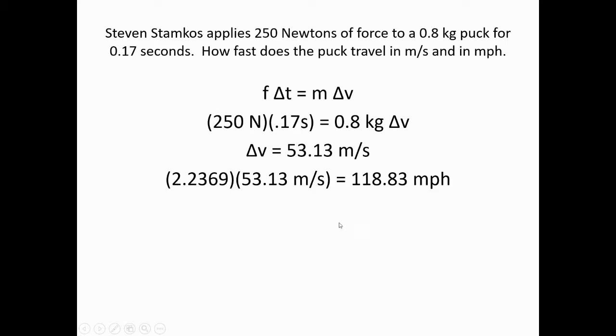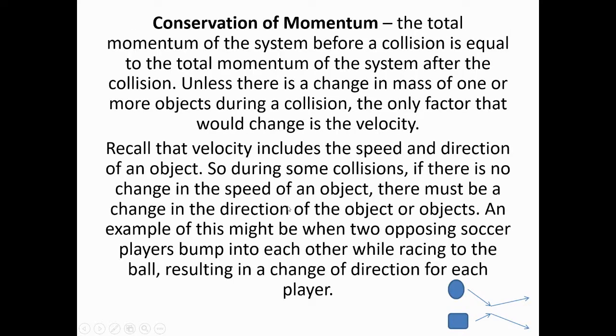Conservation of momentum. The total momentum of a system before a collision is equal to the total momentum of the system after the collision. Unless there's a change in mass of one or more objects during a collision, the only factor that would change is the velocity. Remember, velocity is speed with direction. So even if it's just the direction that changes, that might be enough.